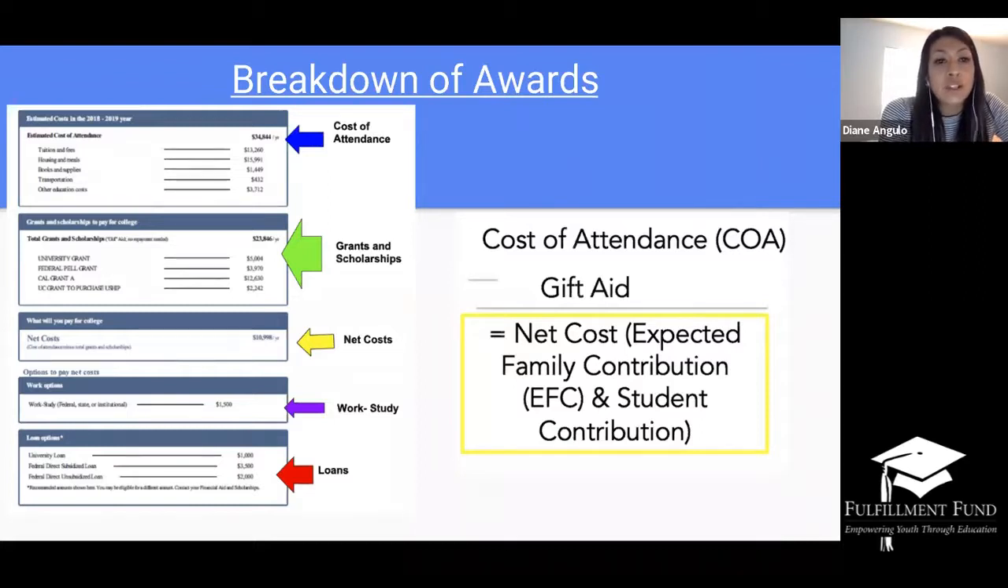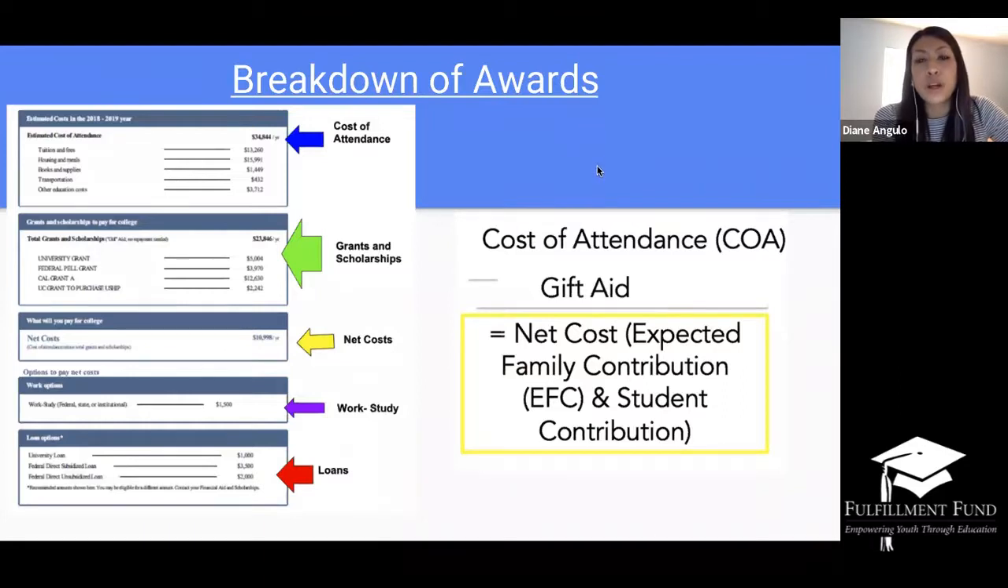And then there's also the net costs. You'll also see the work-study option. So if a student is eligible for work-study, you will see that this student, for instance, was eligible for about $1,500 in work-study. And then there's also loan options. So at the bottom, you will see the different loan options that the school is offering you. Keep in mind that these loans you do not have to accept. So we'll go into that a little bit more, but these loans are optional.